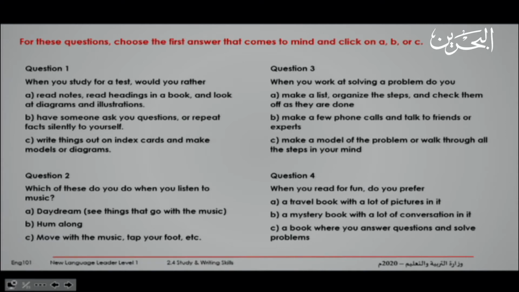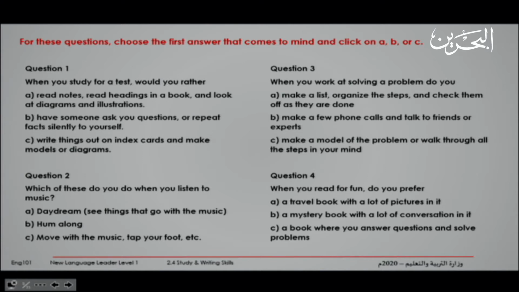Question 3. When you work at solving a problem, do you: A. make a list, organize the steps, and check them off as they are done? B. Make a few phone calls and talk to friends or experts? C. Make a model of the problem or walk through all the steps in your mind?